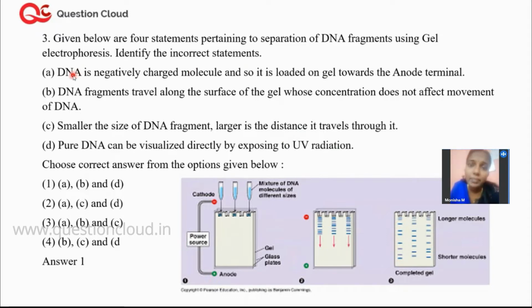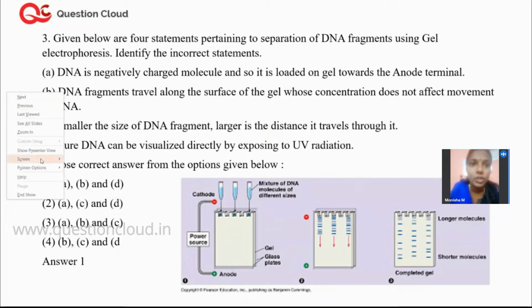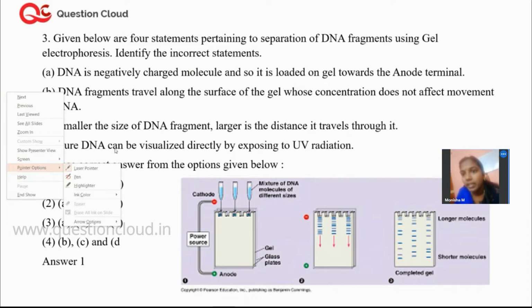Okay, so the first statement is: DNA is a negatively charged molecule, and so it is loaded on the gel towards the anode terminal. If you remember, DNA is of course a negatively charged molecule. Why is DNA negatively charged? It is because DNA molecules have phosphate, PO4 2 minus. The 2 minus gives you a negative charge. Therefore, this first statement is a correct statement. So option 1, DNA is a negatively charged molecule, is of course the right option.